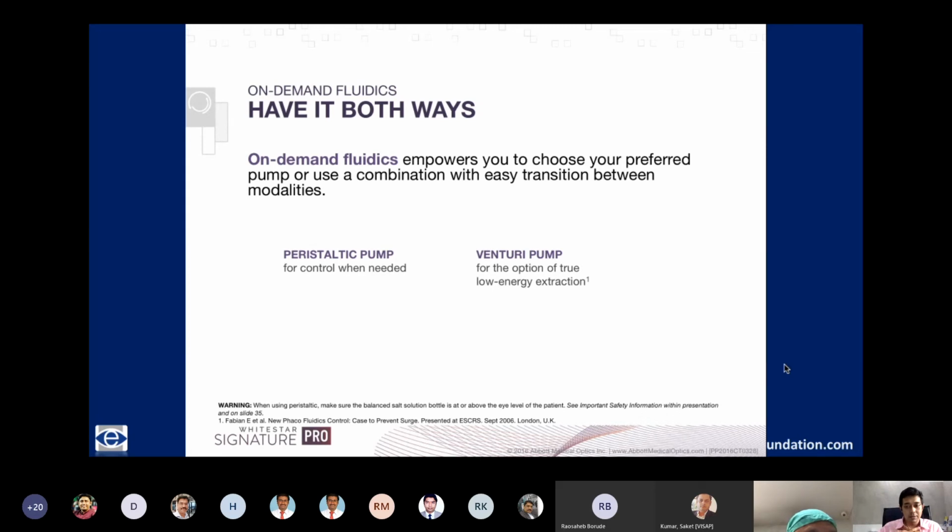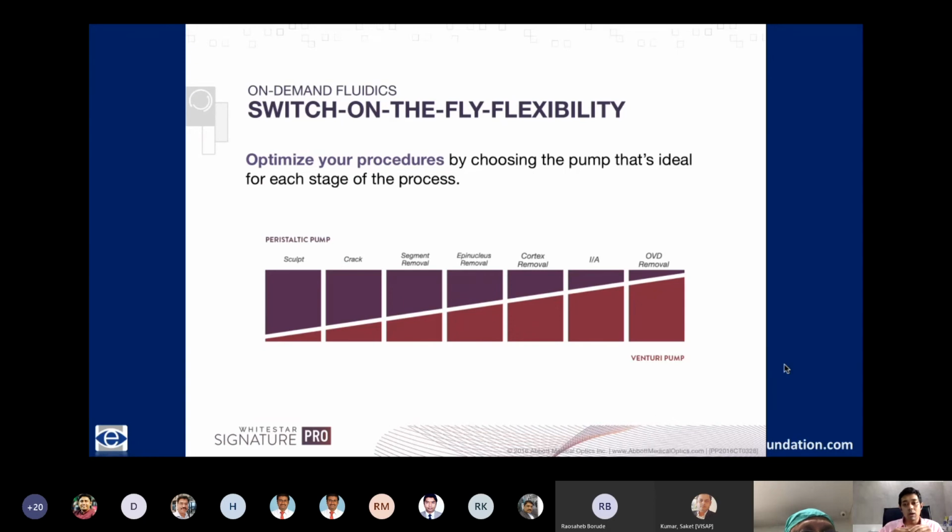Traditionally, for a number of surgeons, including me, who have come from peristaltic-based equipment, it's a fairly big change to suddenly jump into a completely Venturi-based equipment. And this is a platform where the Signature Pro allows you to use the advantages of both the peristaltic and Venturi in equal measure. Essentially, you'd want to use the peristaltic when you want a greater hold, when you're doing the sculpting and when you're doing the chopping or cracking techniques. That is when you're more likely to use your peristaltic pumps.